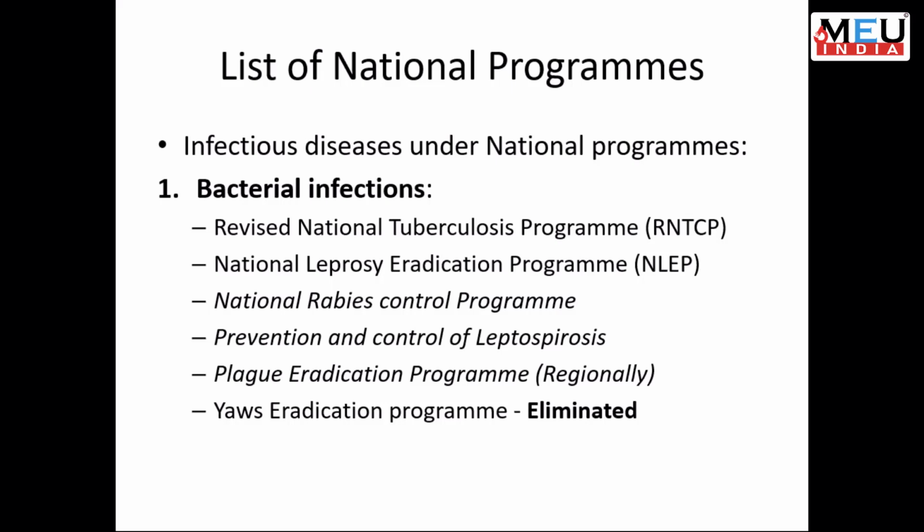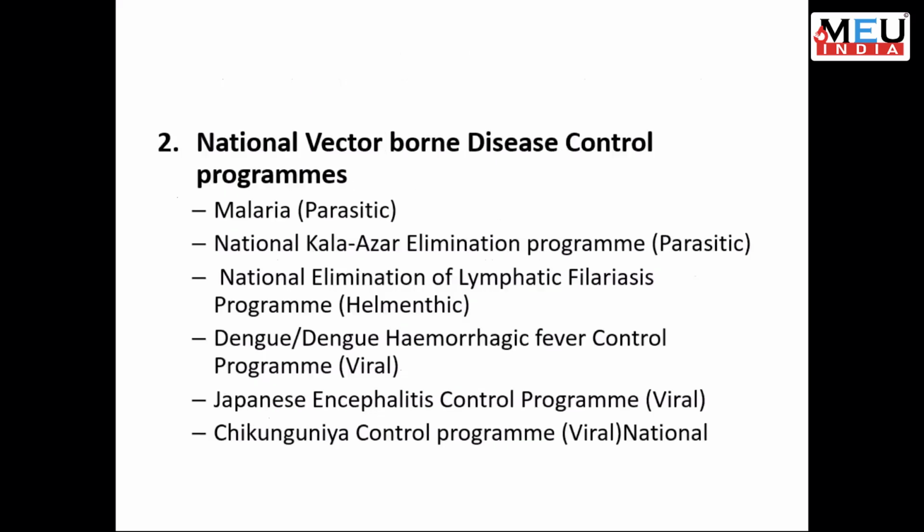This is just a list of national programs. I would just try to introduce that we have bacterial infection: the Revised National TB Program, RNTCP, and the leprosy eradication program. We have the national rabies control program, then prevention and control of leptospirosis, then the plague eradication program. This is the regional one, and yaws was there, but we have eliminated some of these things, which has to be told. Then the national vector-borne disease control program, where 6 major diseases are discussed, like malaria, Kala Azar, lymphatic filariasis, dengue, Japanese encephalitis, and chikungunya.